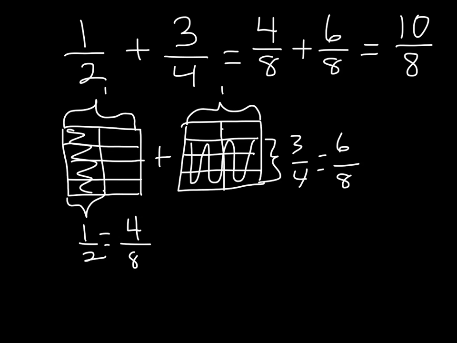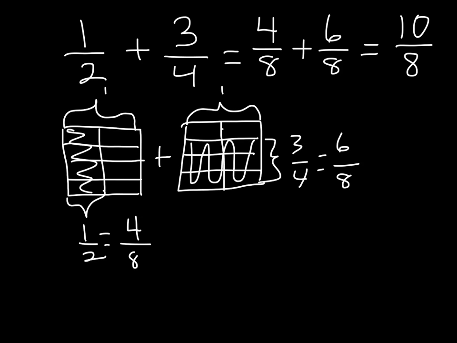Now at the beginning I estimated and I realized that my answer was going to be more than 1, and I'm looking at my answer now and I can see for sure that it's more than 1 because my numerator is larger than the denominator. If I had 8/8, that would be 1 whole, but I have 10/8, so I know that I have 1 whole and a little bit more.